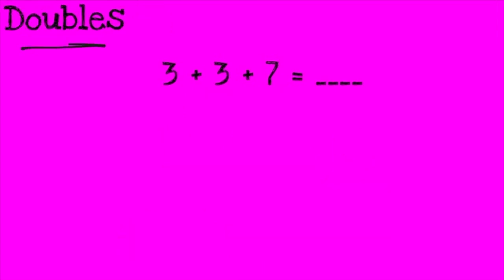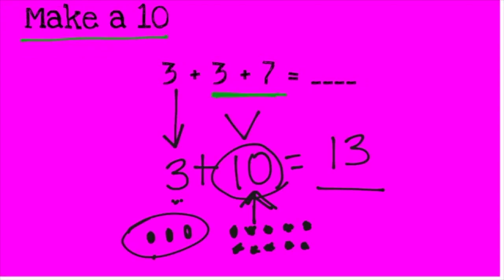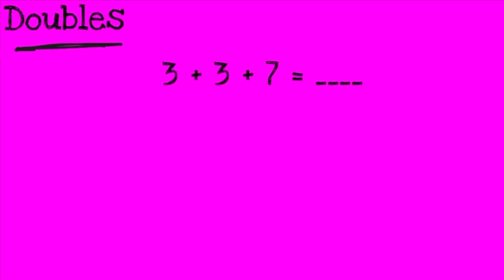All right, so this one we're going to use our double strategy. So I want you to quickly look at this problem. It's the same as the problem before, 3 plus 3 plus 7, but we're going to specifically use a double strategy this time. So before we used to make a 10, now we're going to use a double strategy. So I want you to quickly look and see if there are two numbers that are the exact same that we can add together. I see them.